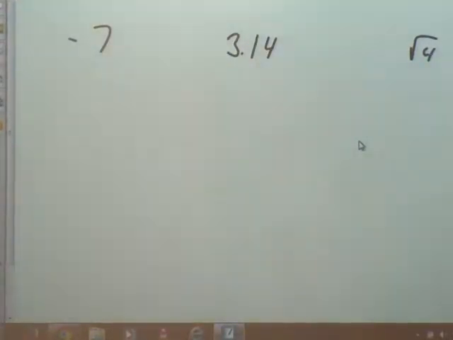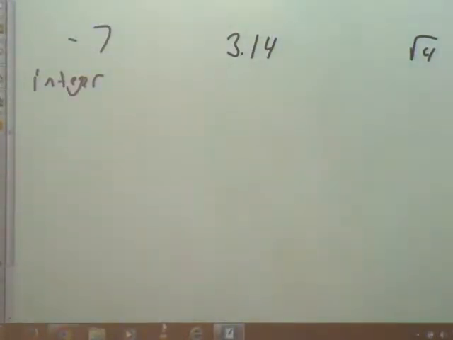Is -7 a natural number? No. Keston's right, because it's negative. It can't be a natural number. Is -7 a whole number? No, because it's negative. We haven't picked up negatives yet. Is -7 an integer? Yes. So let's label this as an integer.